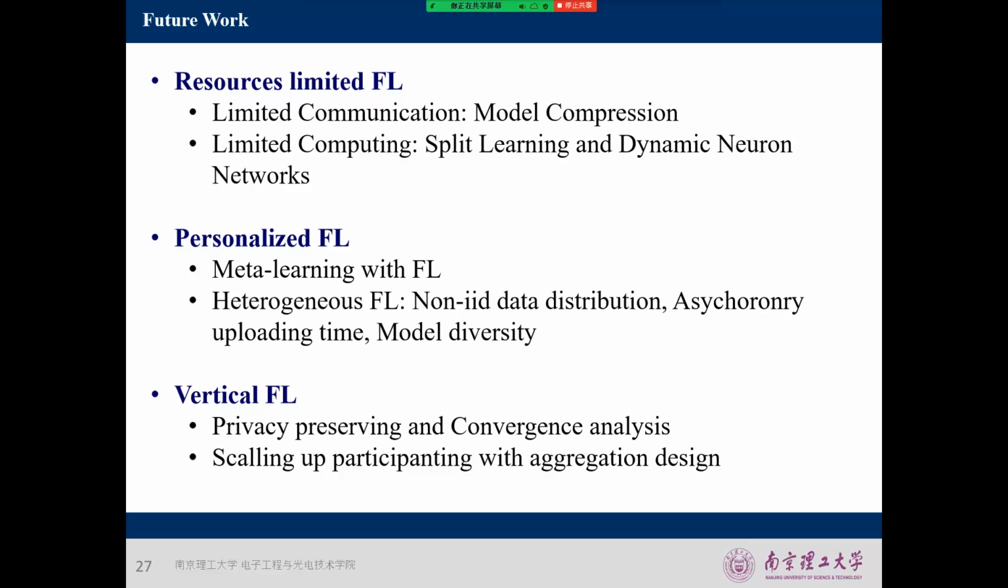So now we also have a large project. It's around 114 million yuan with 10 companies, and we want to communicate with companies and do some cooperation on the realization of the FL system.